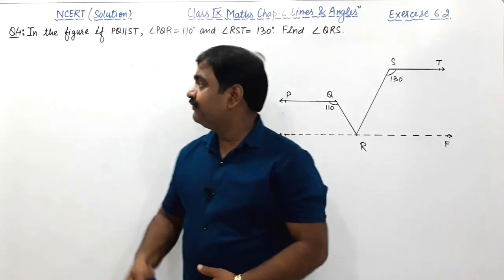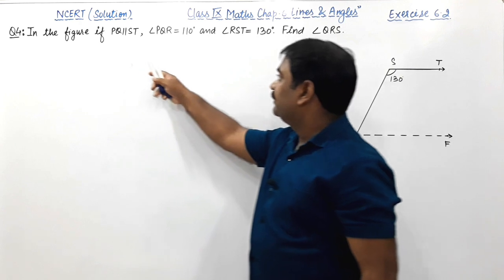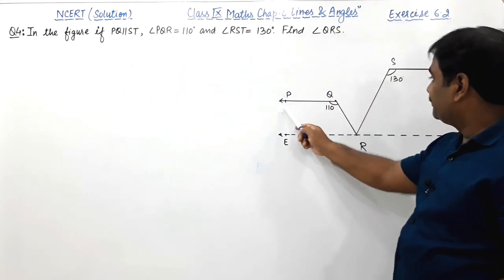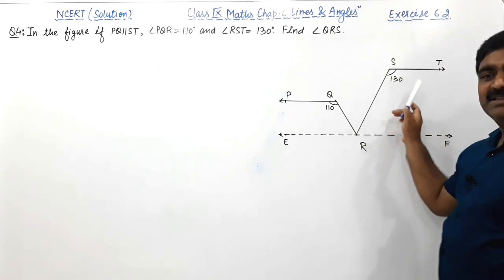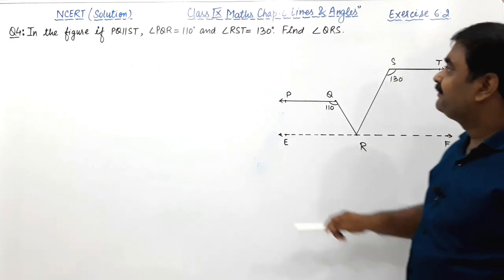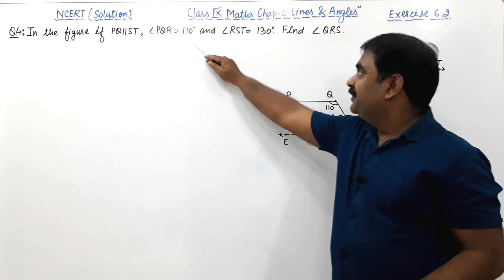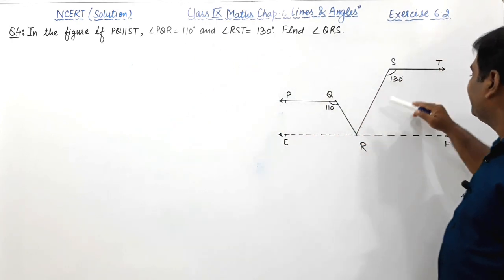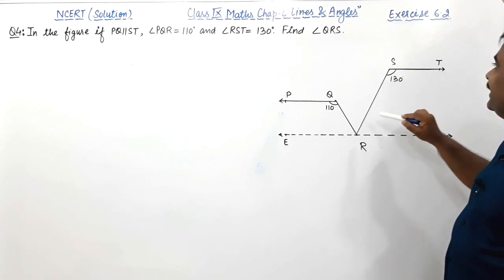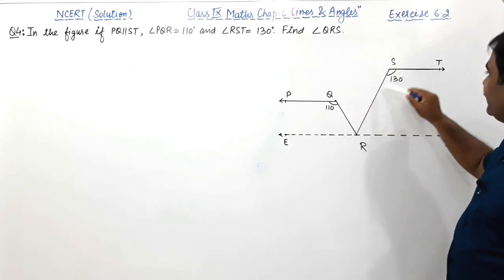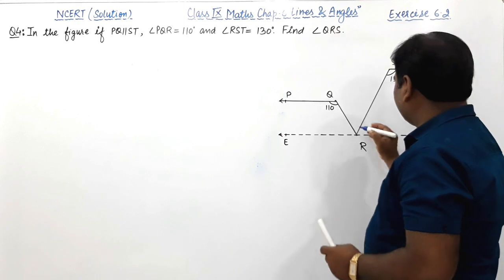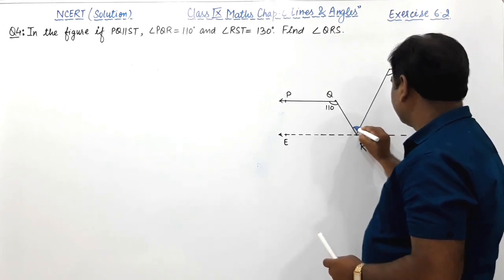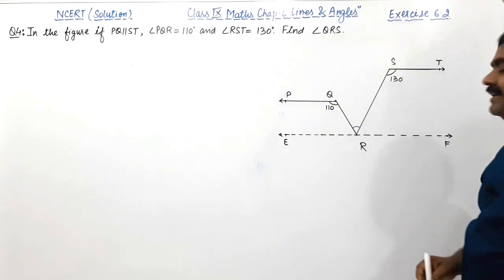Just see question number 4. In the figure, if PQ is parallel to ST, means this line PQ is parallel to ST. These two lines are parallel to each other. Angle PQR is 110 degrees and angle RST is 130 degrees. Then find the measure of angle QRS. Means we have to find the measure of this angle QRS.